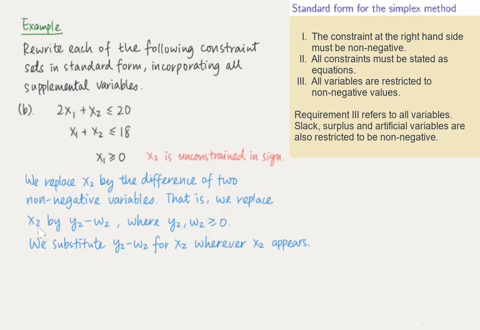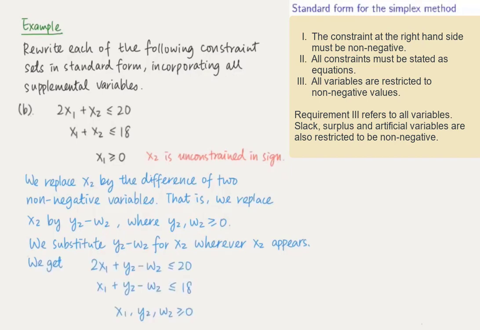For example, if x2 shall be a positive value, we shall have y2 and w2 in such a way that y2 is more positive than w2 by a suitable amount. If x2 shall be a negative value, we shall have y2 and w2 in such a way that y2 is less positive than w2 by a suitable amount. If x2 shall be 0, we shall have the same value for both y2 and w2.